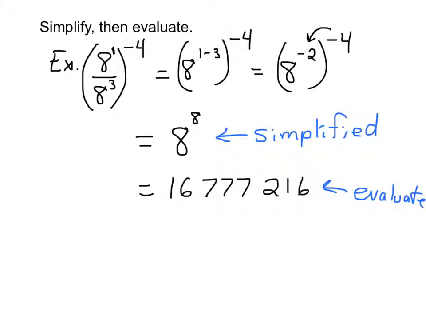So if it says to simplify, then evaluate, those are the things you want to do. The simplified answer still has exponents, but you cannot apply any more exponent laws. And lastly, evaluating is to get an actual number without an exponent as your answer.